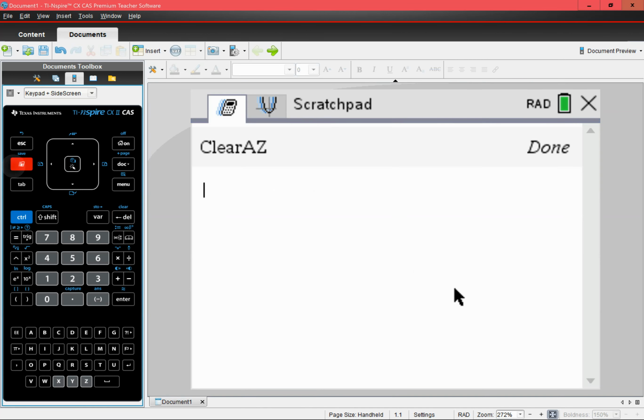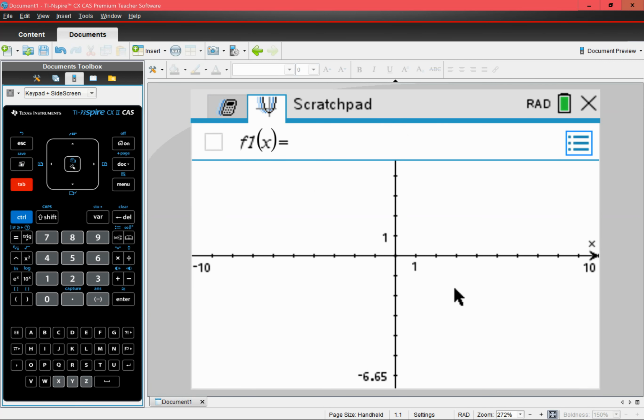So there were 2 functions here. We needed to graph the function natural log of x.